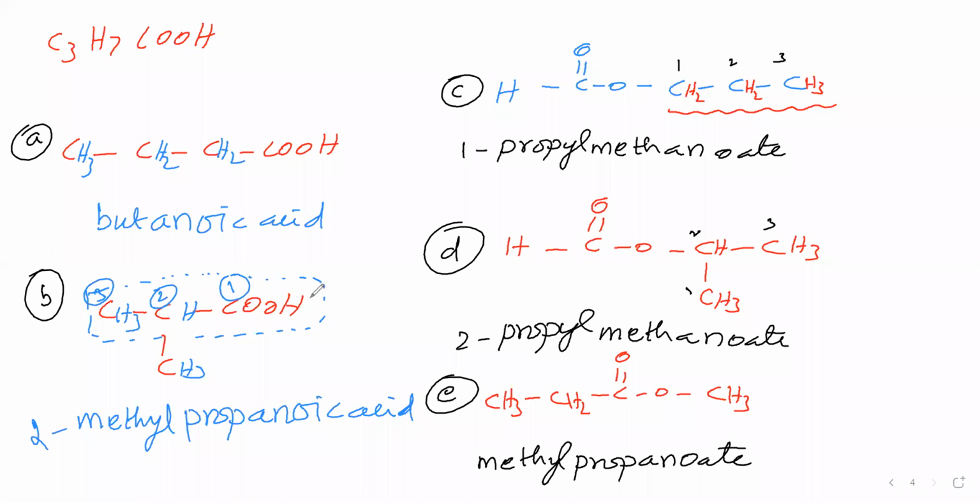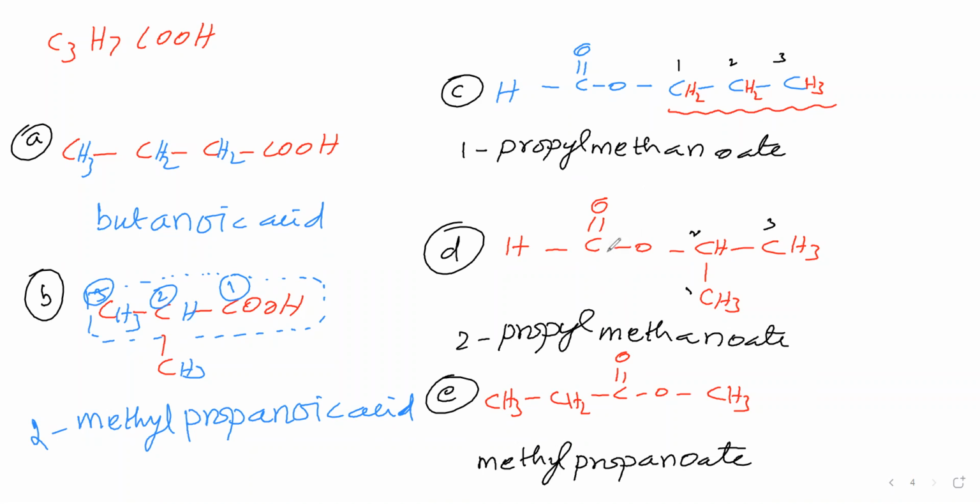So next we'll see. Now we'll take C and D. In C, the first carbon is attached to the ester oxygen. Here the second carbon is attached to the ester oxygen. Therefore, C and D are position isomers. Position is different. Here the position is 1, here the position is 2. So the position is different, therefore position isomers.